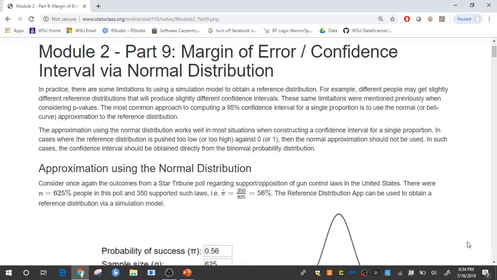The approximation using the normal distribution works well in most situations. In cases where the reference distribution is pushed too low or too high, the normal approximation should not be used. In such cases, the confidence interval should be obtained directly using the binomial probability distribution.